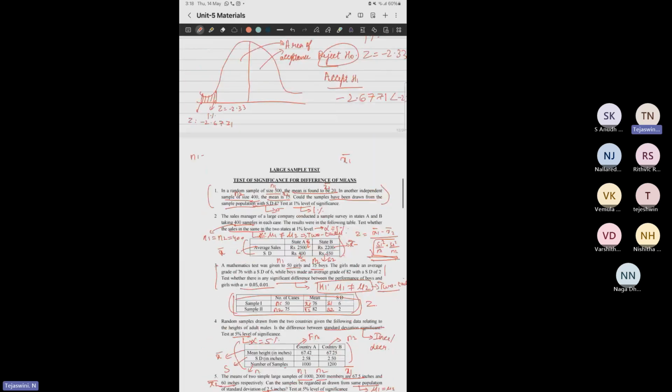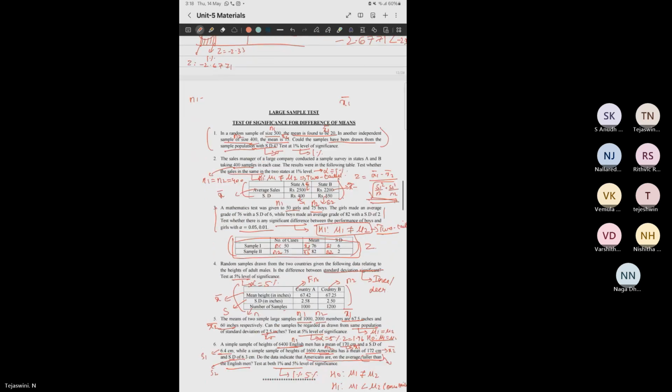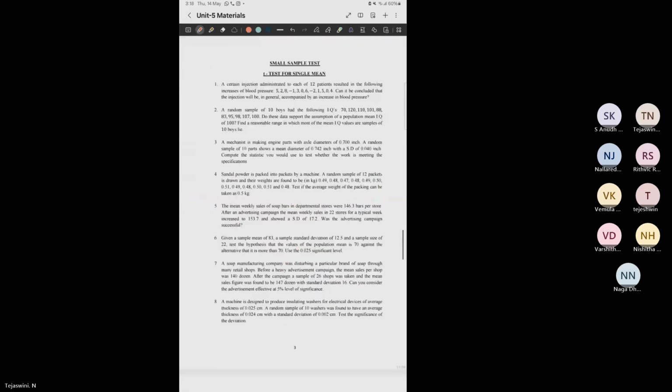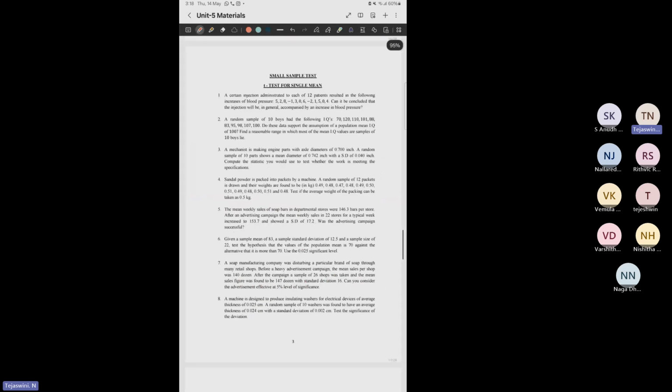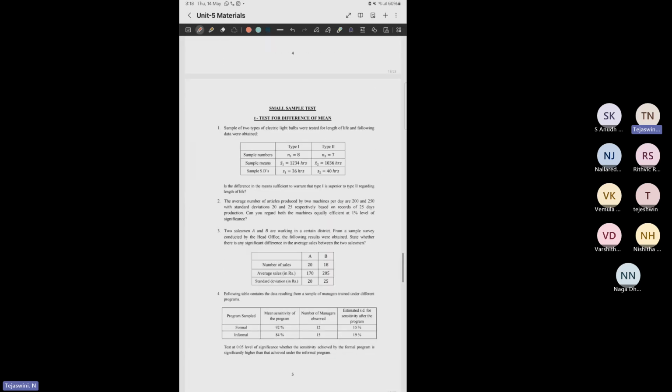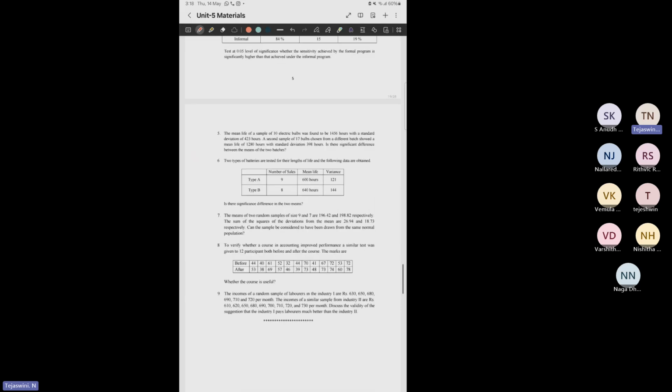That was clear, right? Is there any doubt in that n and n minus 1? I'll take it as no doubts. Okay. So for single mean and then for t-test for difference in mean.